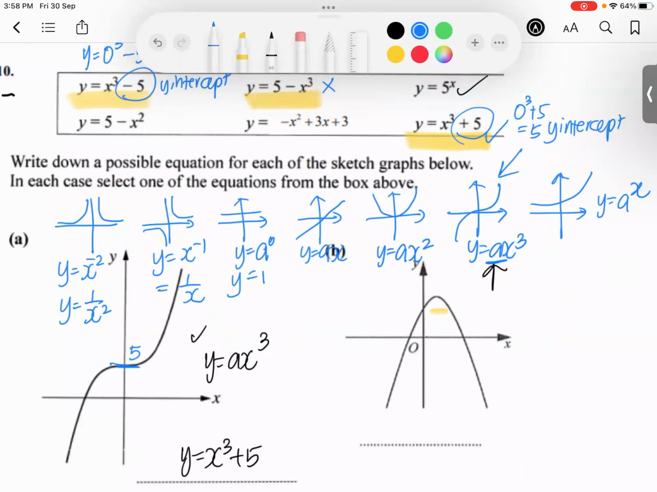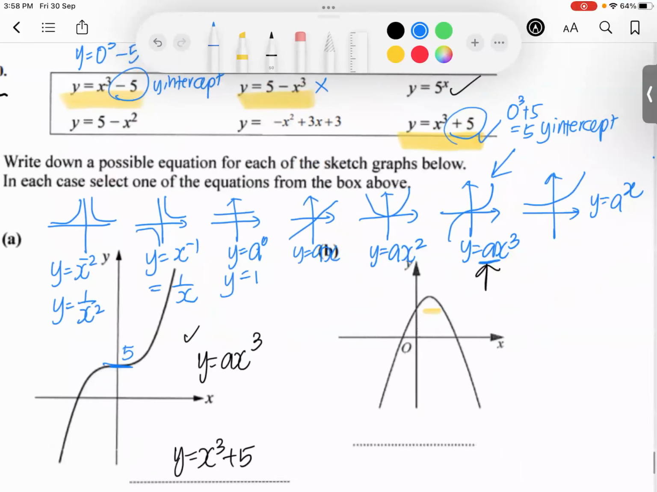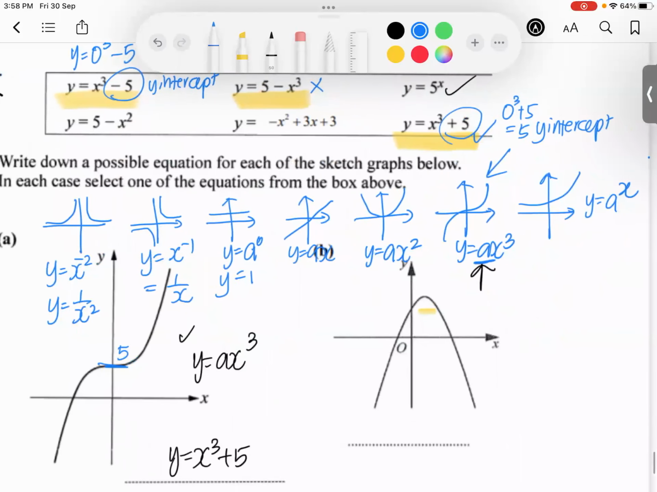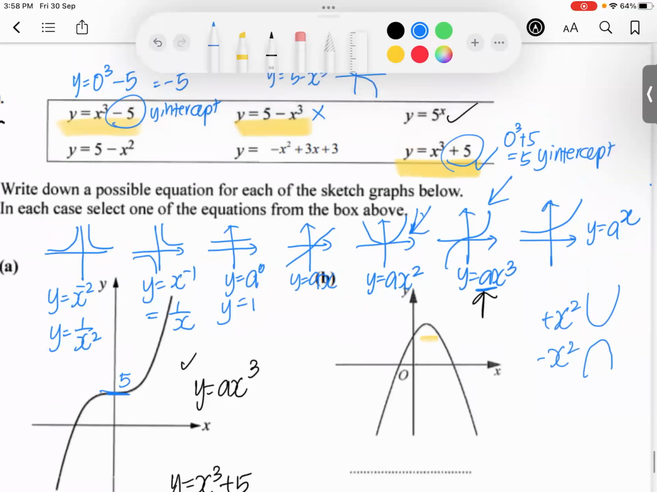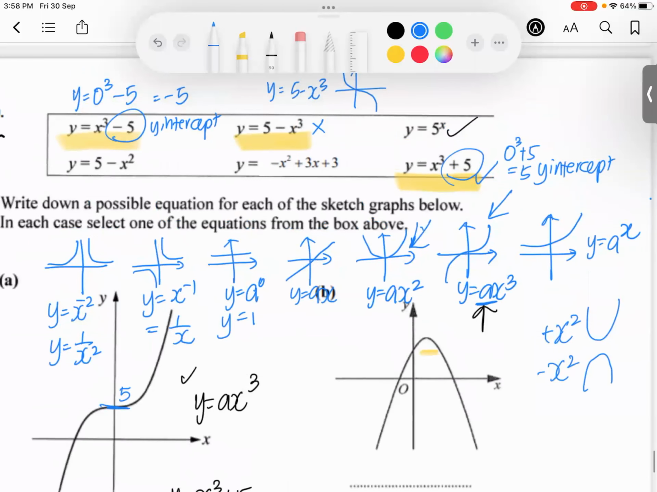Okay, next question over here, this one. This is a sad face, the normal one that we have over here. This one is a happy face. Positive x squared is a happy face. Negative x squared will be a sad face. Let us find the negative x squared. Negative x squared over here, we have this one, and we have this one, negative x squared.